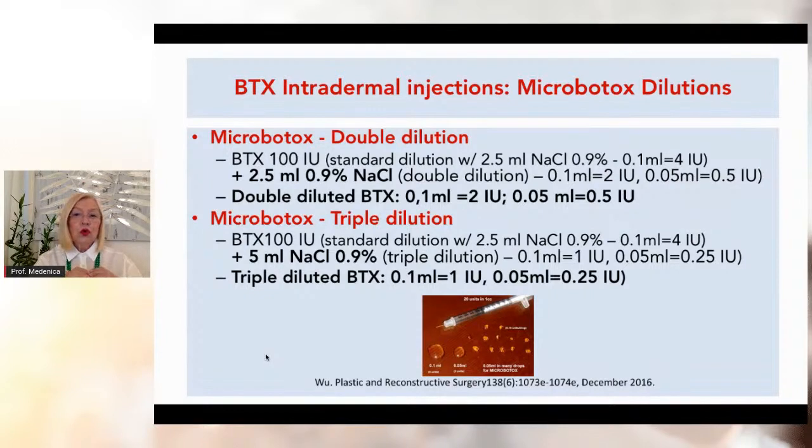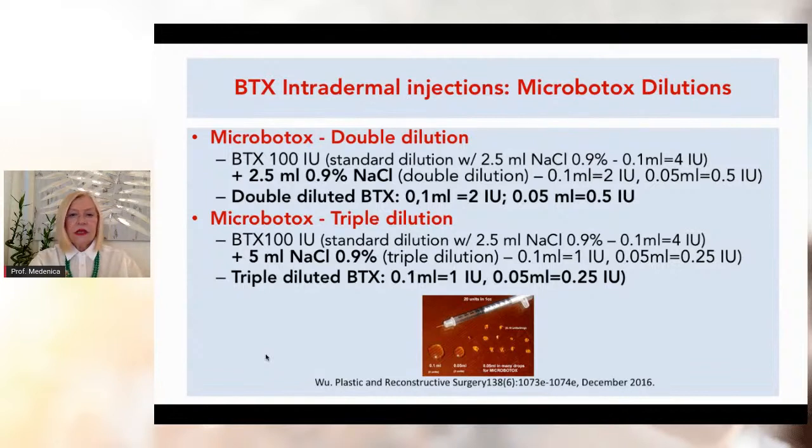have 2 international units of Botox, or in 0.05 milliliters we have 0.5 international units. Also, we can dilute Botox more for the Microbotox technique. Triple dilution is achieved if we add 5 milliliters of sodium chloride, and then in 0.1 milliliter you have only one international unit of botulinum toxin.